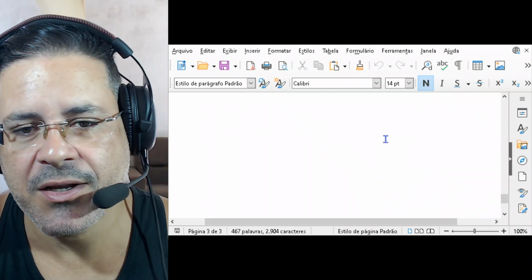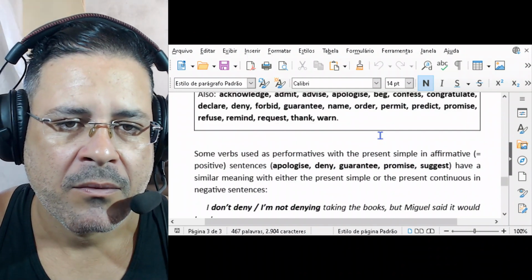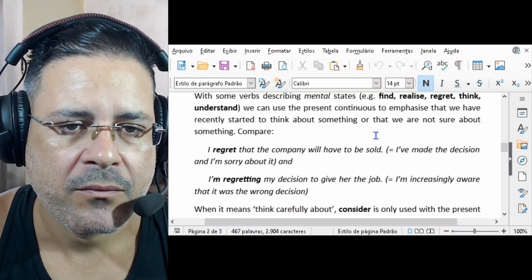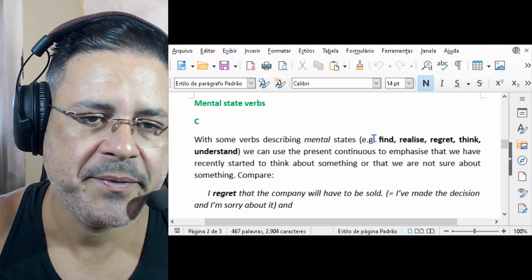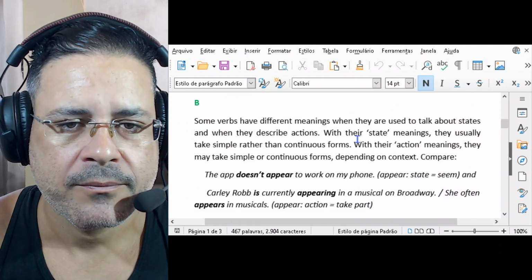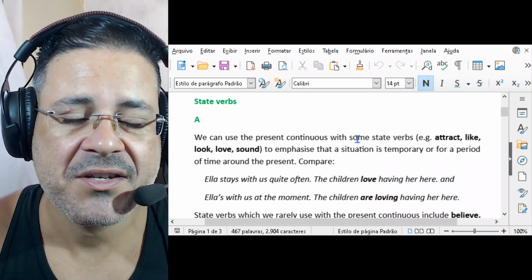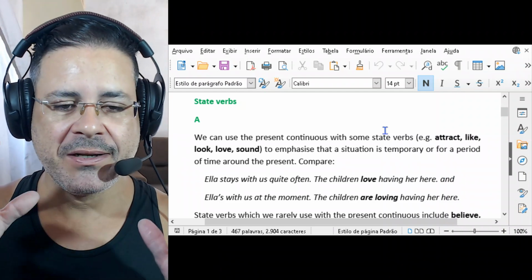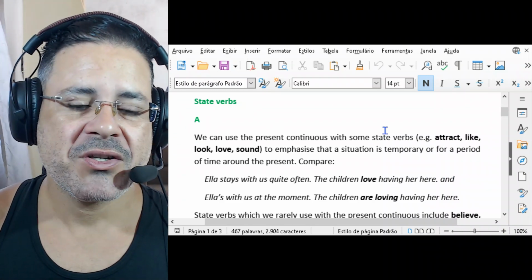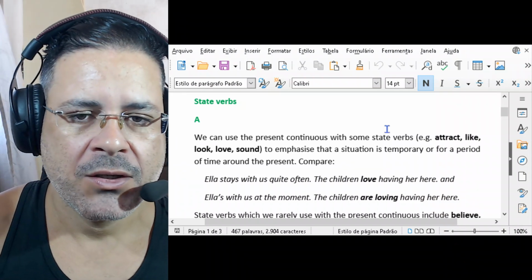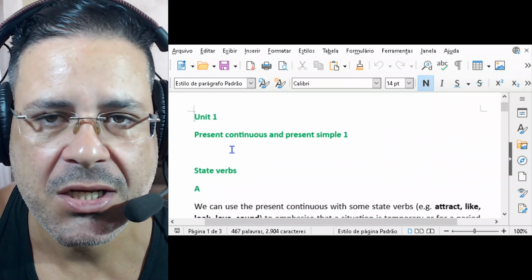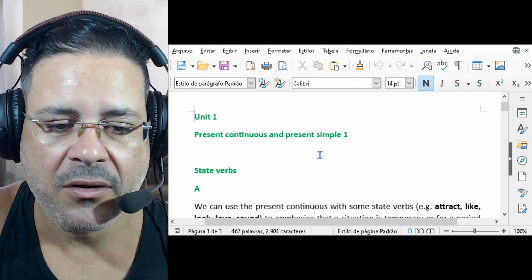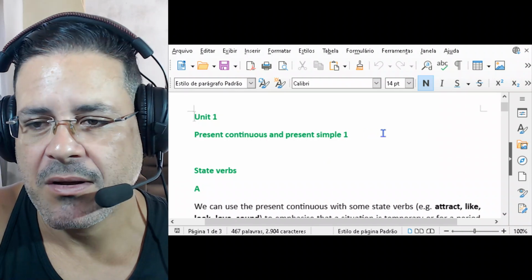That's it for today. So we've talked about performatives, mental state verbs, and state verbs. So basically, what has to be taken into consideration is that we've got state verbs and we've got action verbs, talking about the present continuous and the present simple. It's not a long lesson, but I hope you've enjoyed it.